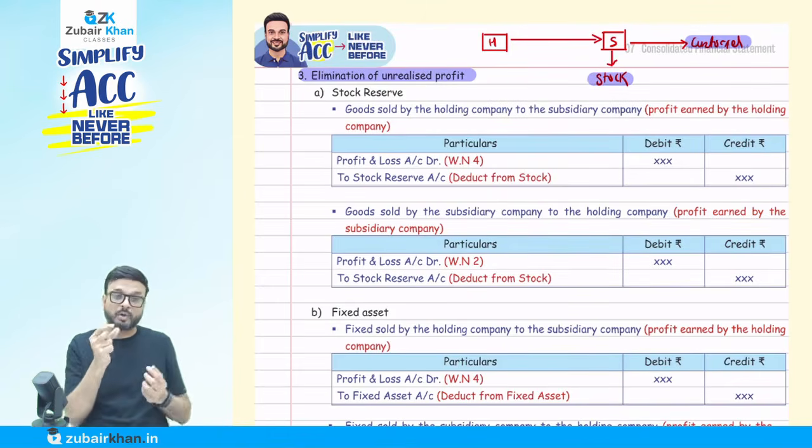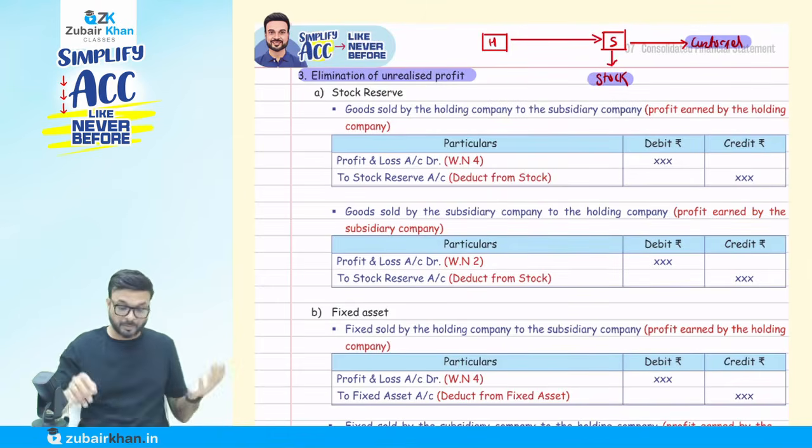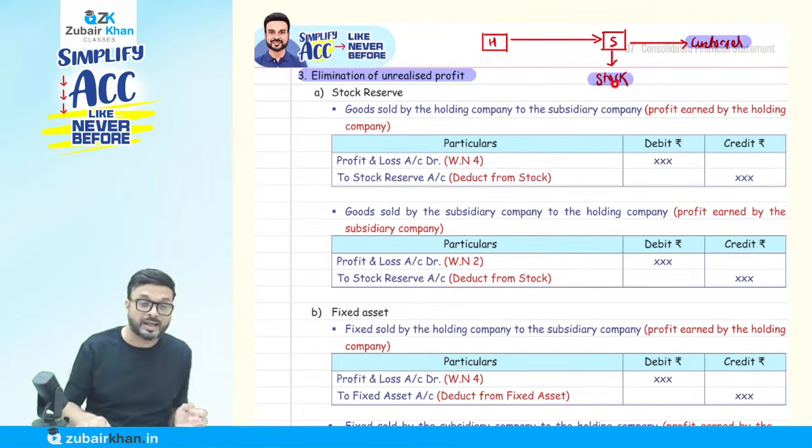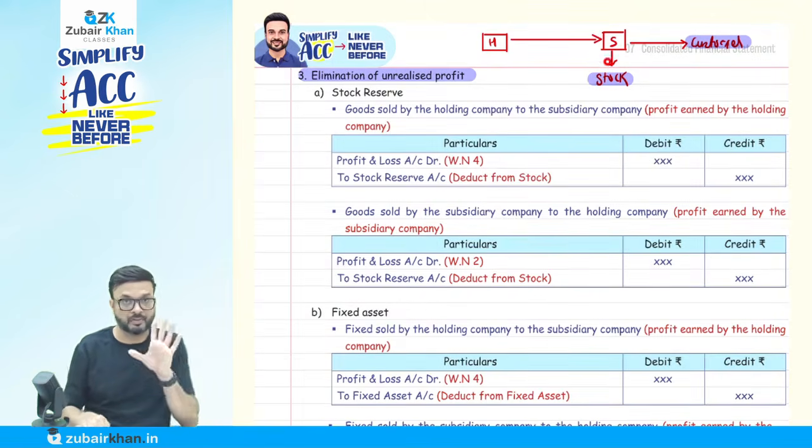But by what amount? Only with the profit component, and not with all the profit, only the profit which is in the stock and goods which are sold by the holding to the subsidiary, one by one.